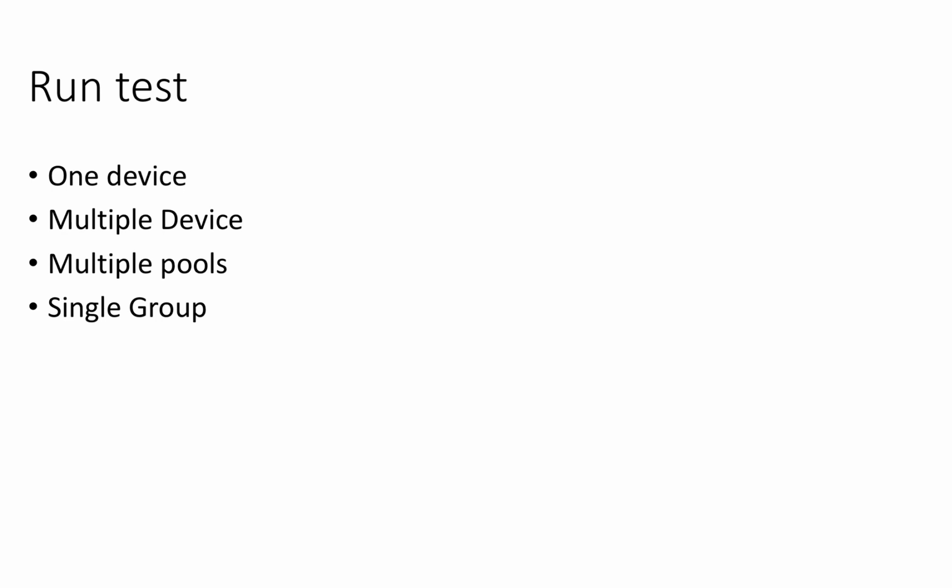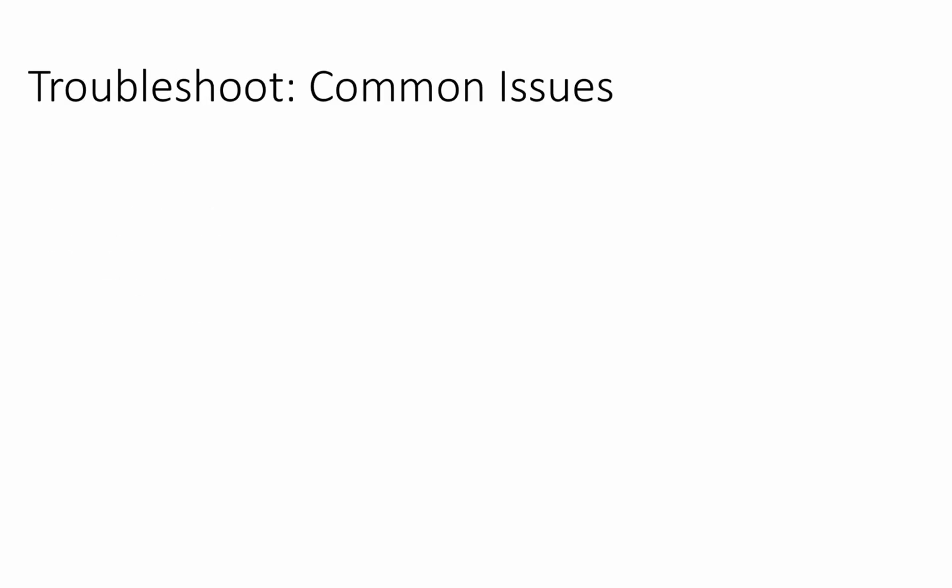So up to here, we learned how to download IDT, we learned how to configure it, and we learned how to run it. But up to here, everything was happy case. No problem, no failure. But let's come to troubleshooting. What if something is wrong?